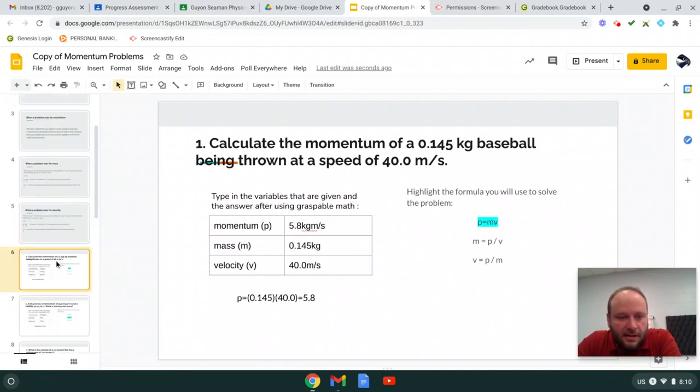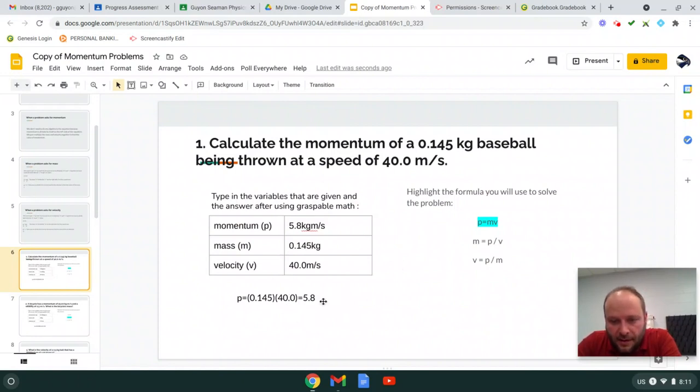So to get full credit, you need to show your units. Okay, you need to put the number answer in, the unit answer, and you need to highlight the formula that you're going to use, and you're going to show your work. Okay, it does not take long for each one, but make sure you're doing each of those steps to get full credit.